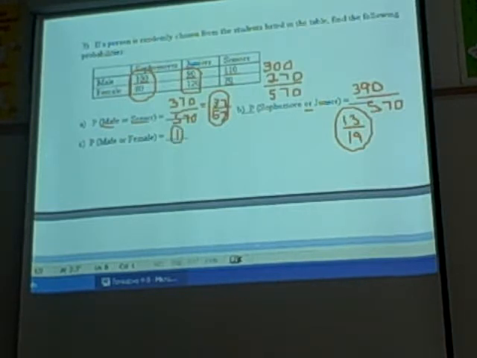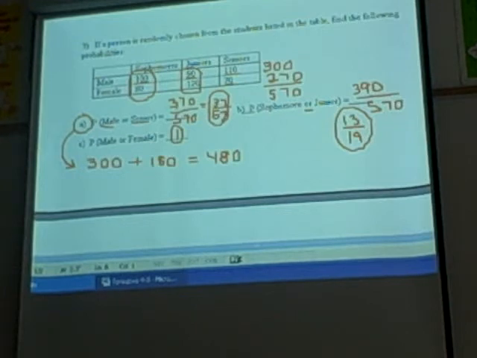Now, the one place that some people get off a little bit, let's go back to A here a second. Look at A one more time. The answer's 370 out of 570. Some people will do this. They'll say, okay, males. There's 300 males. And then they'll say seniors. Okay, 110 plus 70, that's 180 seniors. So they came up with 180 plus 300, 480 people that are either seniors or males. So then they put an answer down of 480 out of 570.